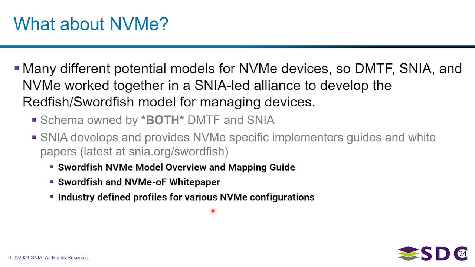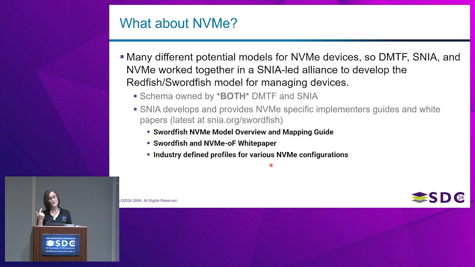Okay, so there are three big pieces of information on the SNIA website. If you go to snia.org/swordfish, you will find the model overview and mapping guide. You'll find the NVMe over Fabrics white paper, which is really useful if you're looking at NVMe over Fabrics. And you'll also see a bunch of profiles, which I'll talk about as I get through this. I have one slide in here that I'll talk about. For the offline version of these slides, I'll go back and put some additional information in to give a little more context for anybody looking at that, just to give a comparison of what kind of information is in the profiles.